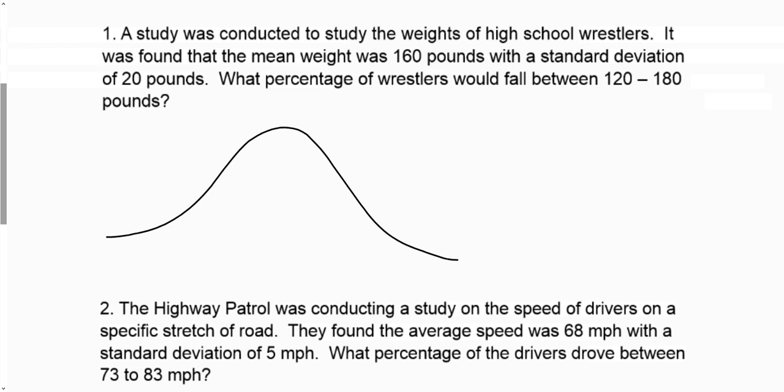So it says, a study was conducted to study the weights of high school wrestlers. It was found that the mean weight was 160 pounds. Guys, this part is probably the most important part because that becomes the exact center. It's 160. The second most important part is the standard deviation. The standard deviation tells us to break our graph up into chunks of 20 pounds. So that means the next line is going to be at 180. The next line after that is at 200. And then the next line after that is at 220.